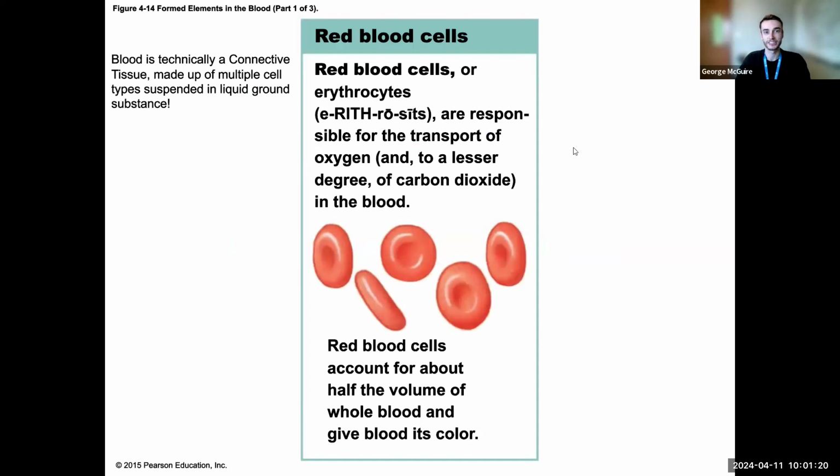So we have a few different cell types in your blood. The most common are your red blood cells or your erythrocytes, which are mainly there for the transport of gases. So they're carrying oxygen to your cells and carrying carbon dioxide back to your lungs to be breathed out of your body.